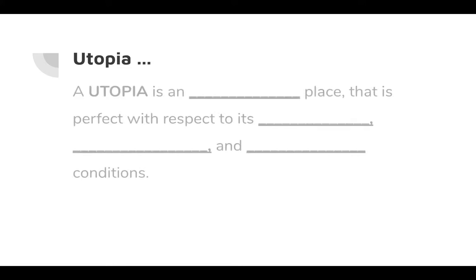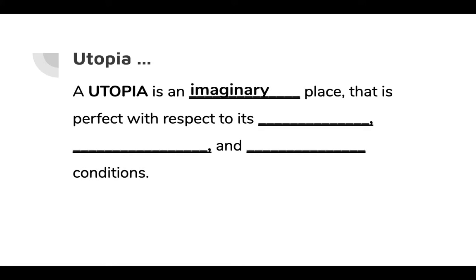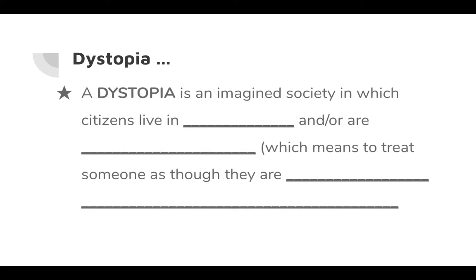So we're going to talk now about dystopias, but in order to know what a dystopia is, we need to know what a utopia is. Dystopia is actually kind of an invented word that came from an actual word, utopia. So a utopia is an imaginary place that's perfect with respect to its social, political, and moral conditions. So it's a perfect place where everything is perfect all the time. So in other words, nowhere in real life does that exist. It's fictional.